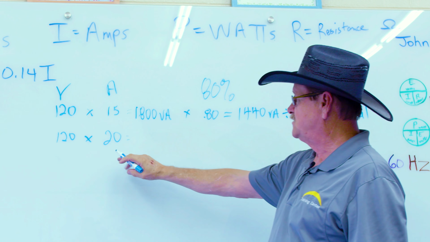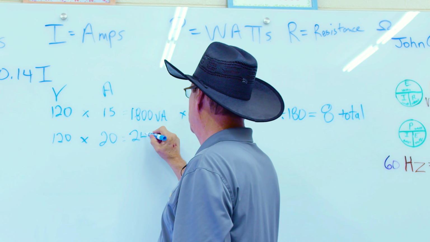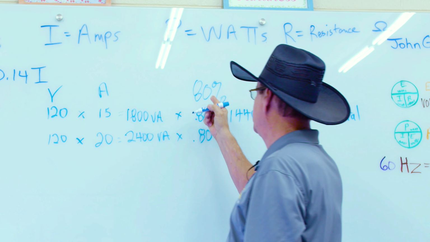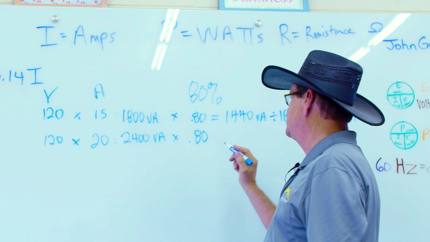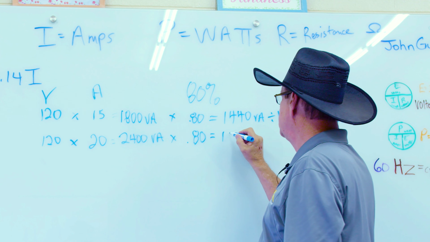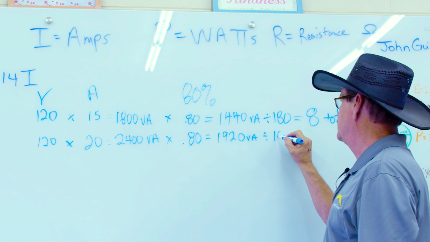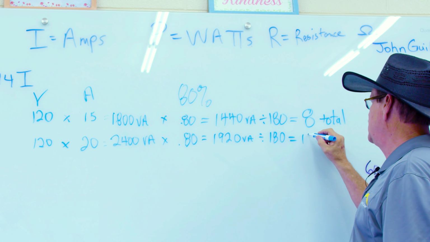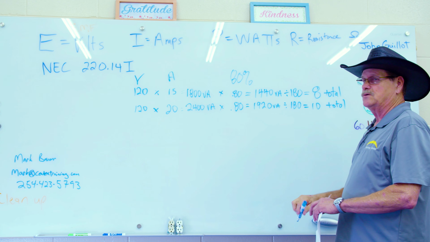Okay, let's do the 20 amp receptacle. For this one, we have 2400 VA times 0.80, same math as before. We're doing 80% because you can't run your circuit at 100%. That equals 1920 VA divided by 180 for each one that you can put on, and we come up with 10 total. So there you go.